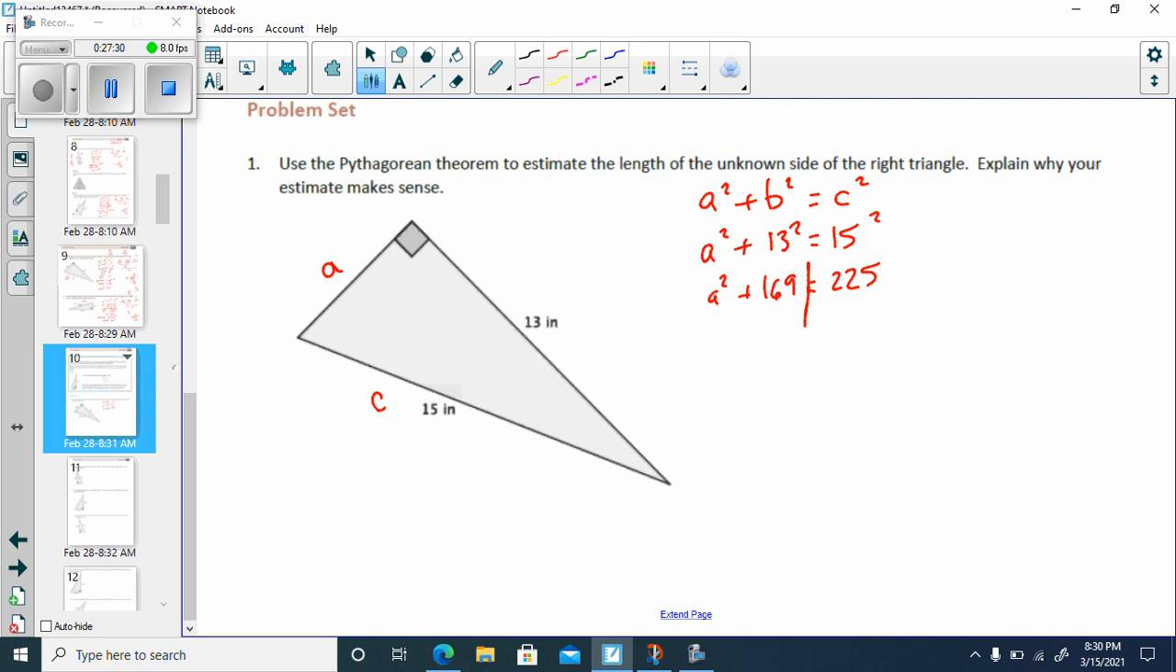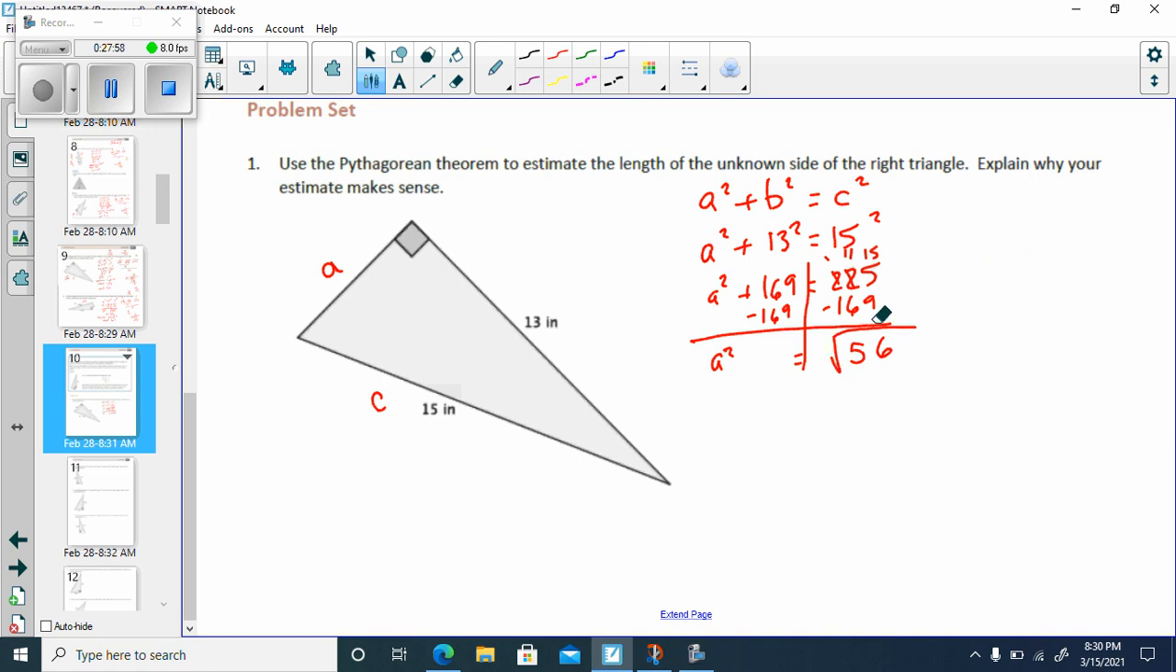Okay, we're solving for A squared, so let's subtract 169 from both sides. And A squared would be equal to, okay, we're going to have to borrow 1 here. 15 minus 9 gives us 6. Okay, we've got 1 here. Got to borrow 1 there. So that gives me 11 minus 6 is 5. Okay, so I've got the square root of 56.